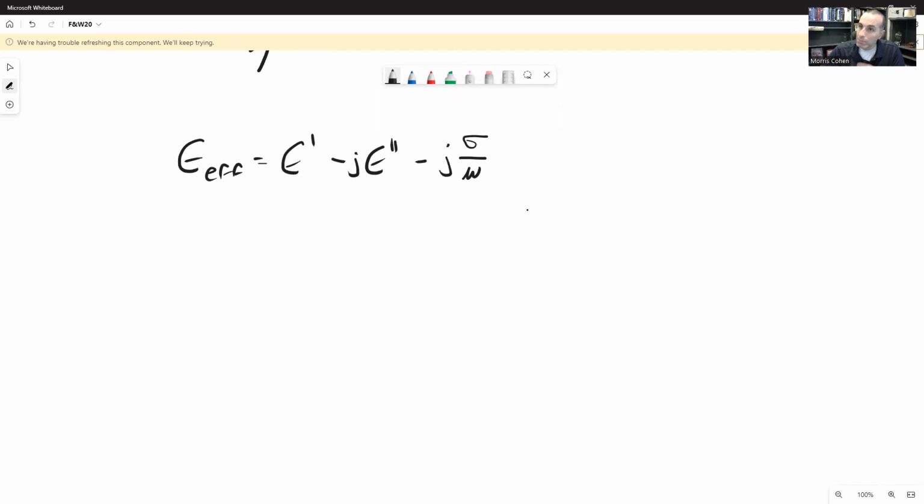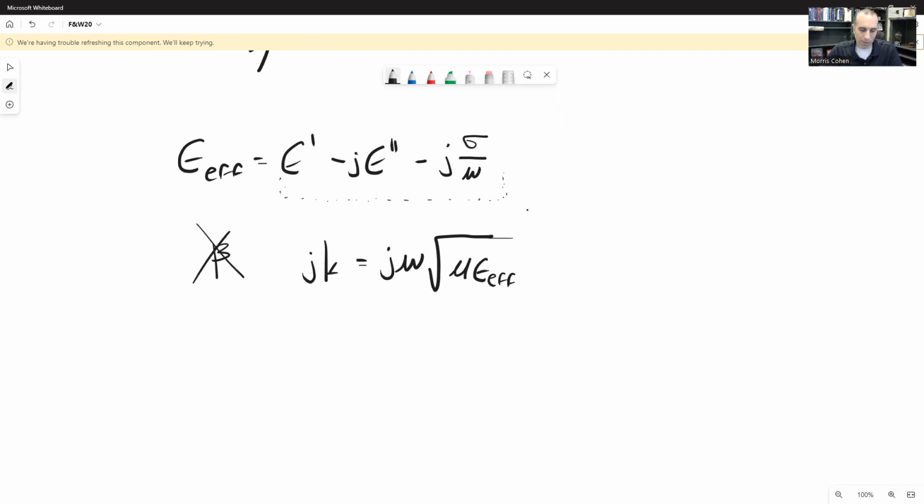We can take this and plug it into our earlier formulas to calculate the wave number, in which case, instead of beta, we're going to replace j beta with jk, and jk will equal j omega times the square root of mu times epsilon effective. So we take this formula for epsilon effective. This is just material properties that you can look up for whatever it is you're dealing with, foam or aluminum or any material. And that just plugs straight into this mu times epsilon effective.